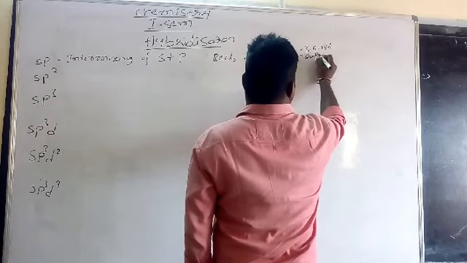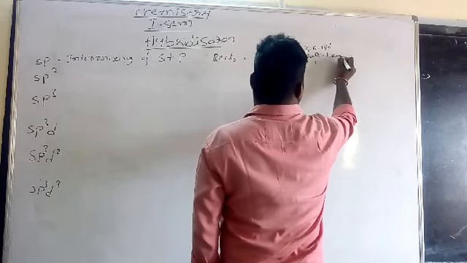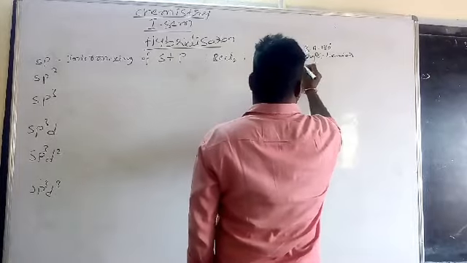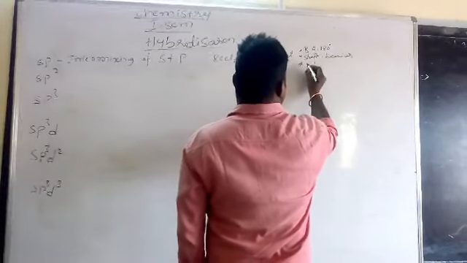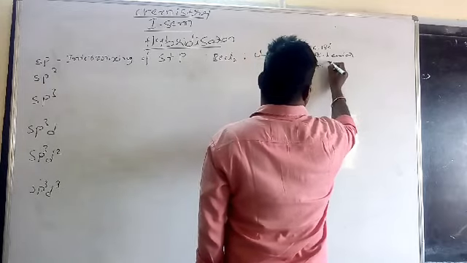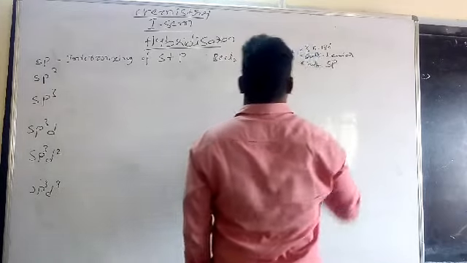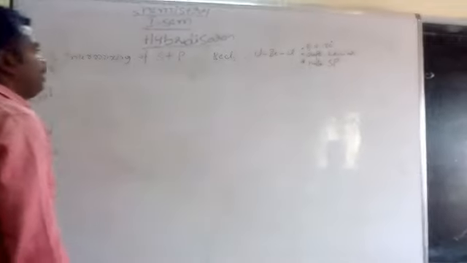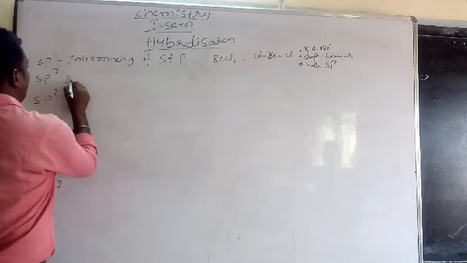Shape: linear. Already we discussed this in the previous class. And hybridization: sp hybridization. This is the sp hybridization. Then sp2 hybridization. What is sp2 hybridization?